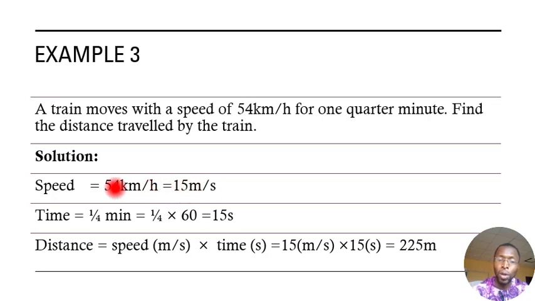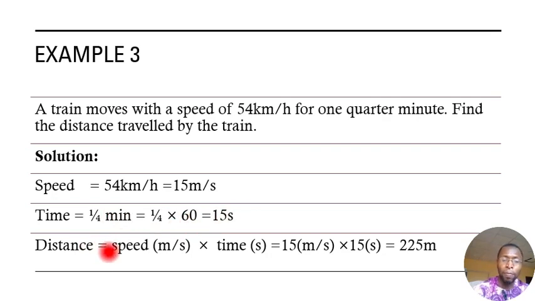And how do we achieve that? We multiply 54 by 1000 and divide the result by 3600. This will give us 15 meter per second. The time is 1/4 minute. Now we need to convert time to its SI unit, which is seconds. So we multiply 1/4 by 60, because 60 seconds make a minute. So 1/4 times 60 will give us 15 seconds. So 1/4 minute in seconds is 15 seconds.